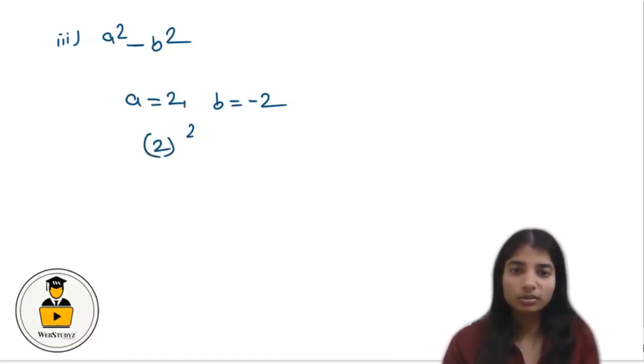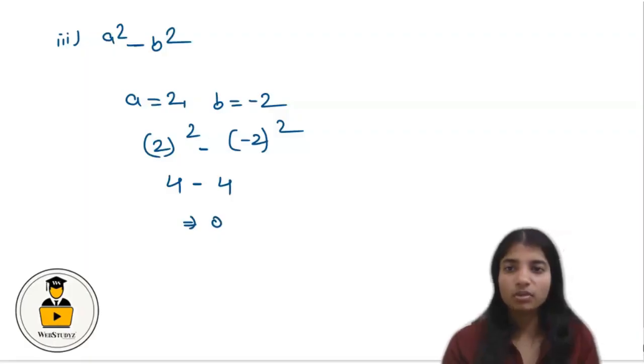Square of a, that is 2 square, minus b square, that is minus of 2 square. Square of 2 is 4, minus the square of minus 2 is 4, which is equal to 0. So we can say that the answer to the third part is 0. So this is the answer to the given question.